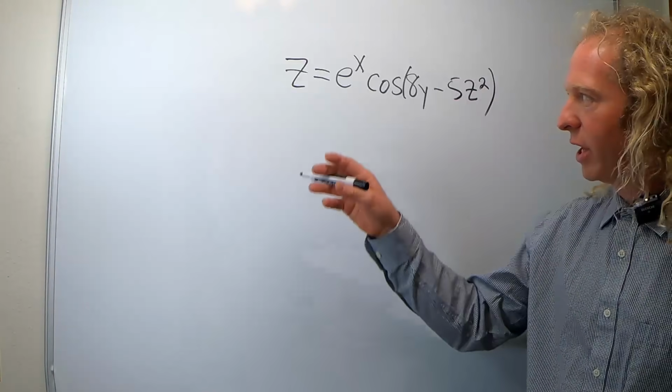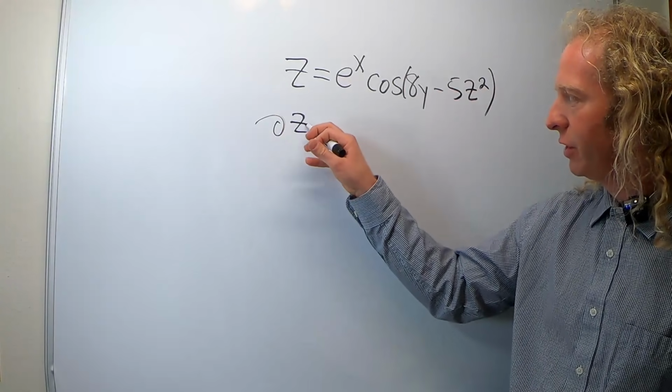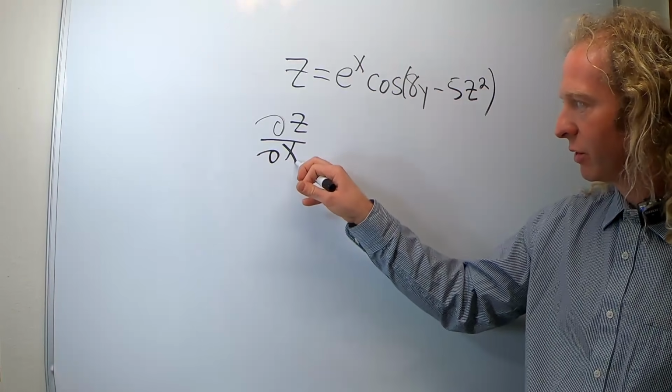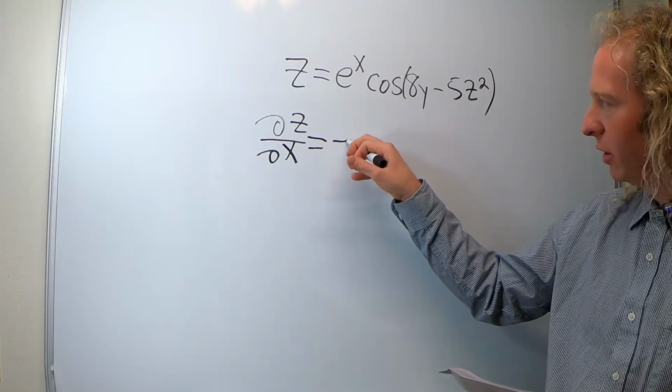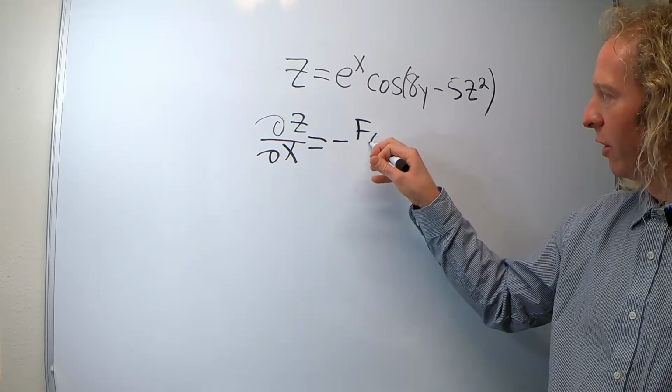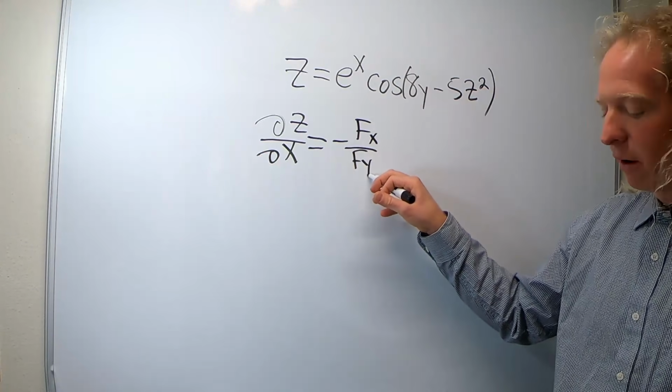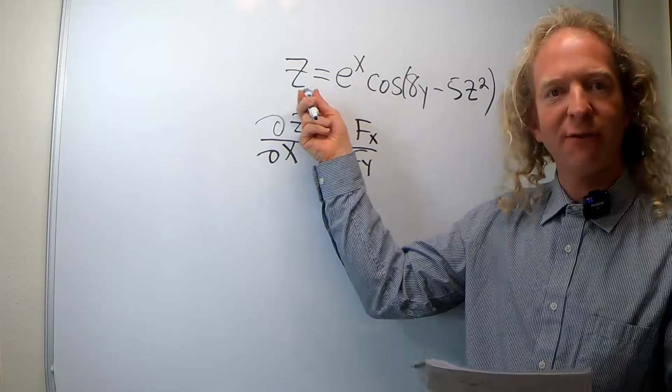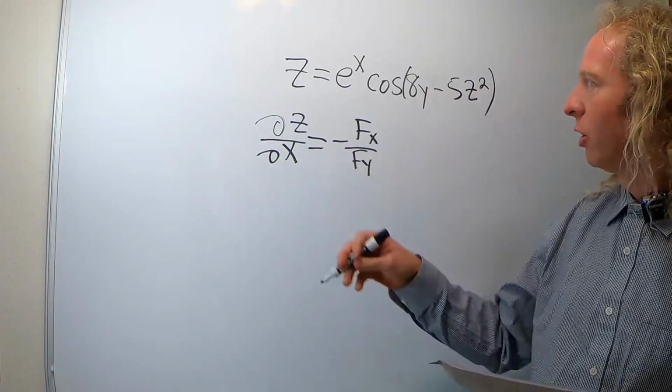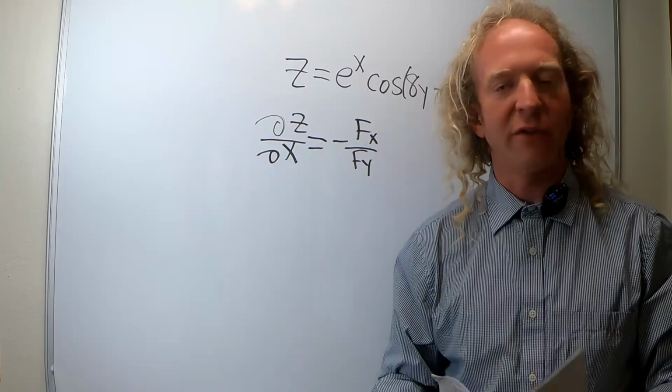We have to find the partial derivative of z with respect to x. So that's going to be negative, and then we have fx over fy. Oh no, I think first we have to subtract the z. You know what, don't worry about it. This is not going to be on the test.